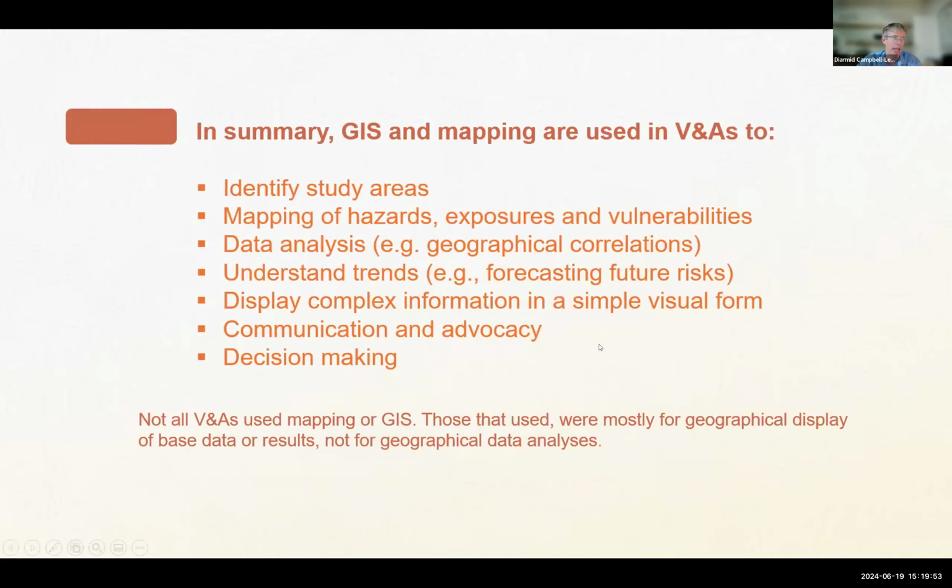So just to sum up then, our very broad overview of where we think GIS is useful and has been used. We think it's useful and has been used to identify the study areas in order to start your assessment, to map the spatial distribution of the hazards, the exposures that populations suffer and their vulnerabilities. It can also be used for data analysis to understand the correlation and potentially the causal relationship between weather and climate variables and health outcomes.